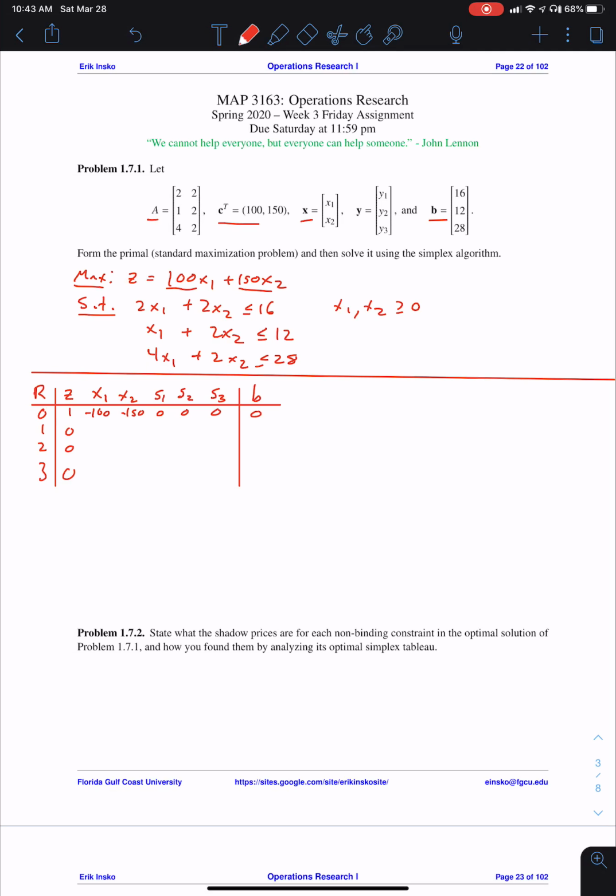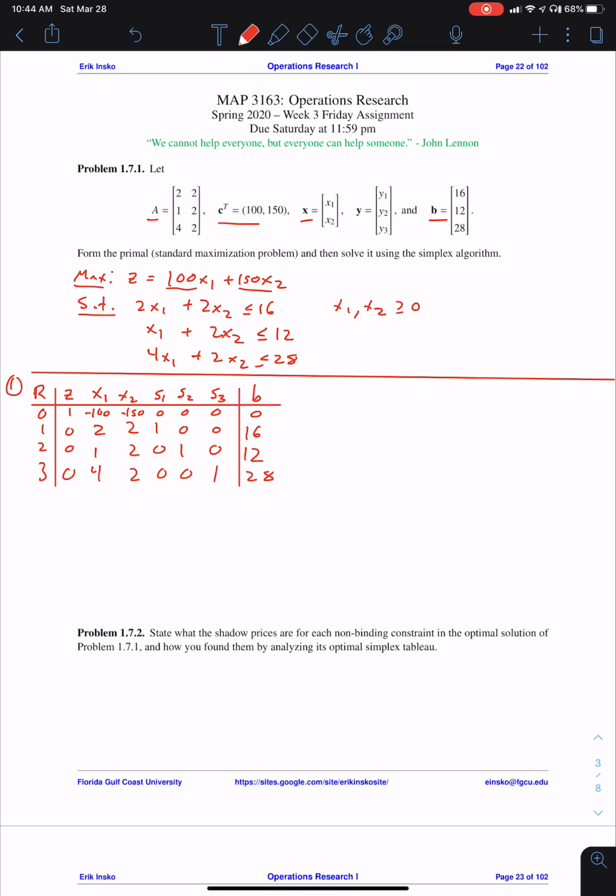So we move on to the first constraint. There's 2x1, 2x2. There's going to be one slack variable to make this first constraint an equation. No other slack variables, and the B matrix part is 16. Moving on to the next one, we get 1x1, 2x2, 0 for s1, 1 slack variable for s2, and 0, and then this will be 12. The next constraint is 4, 2, 0, 0, 1, 28.